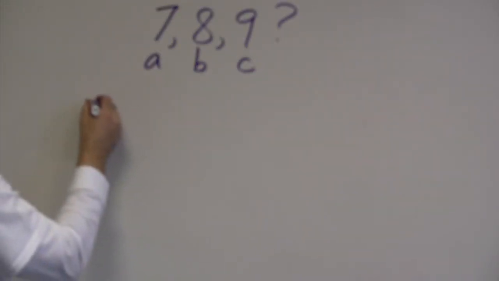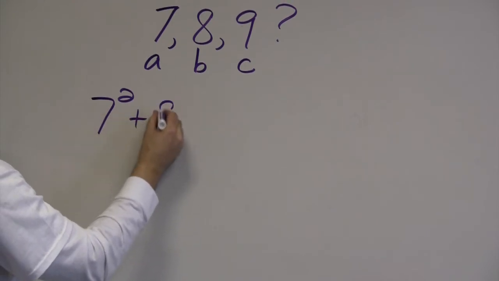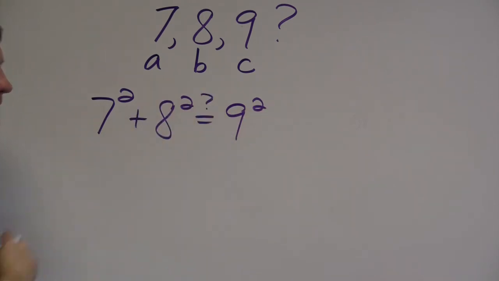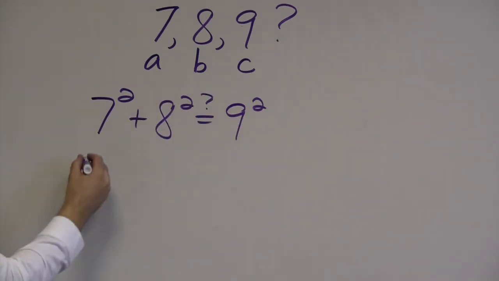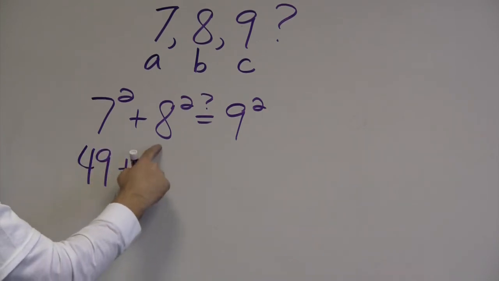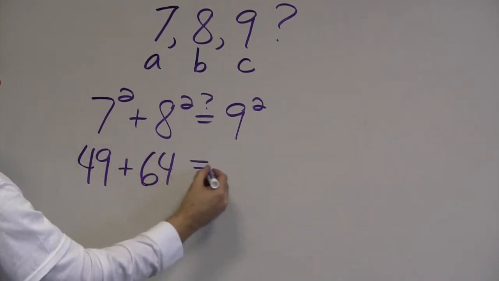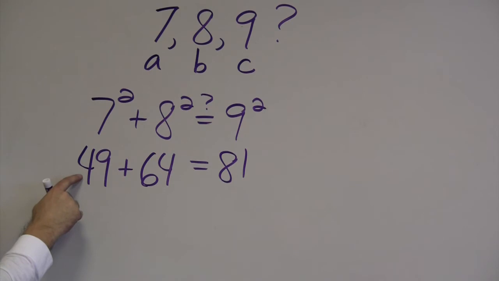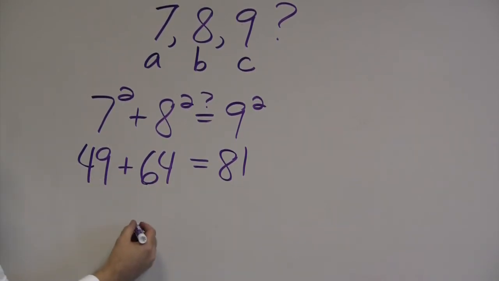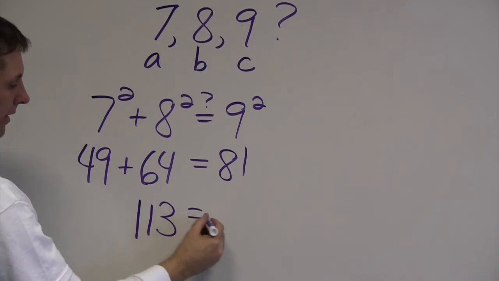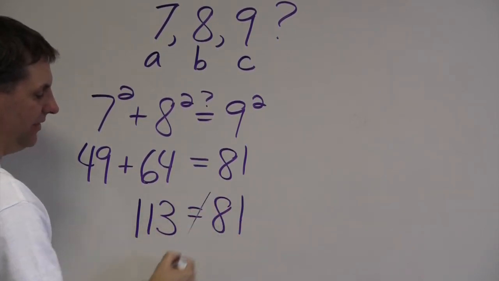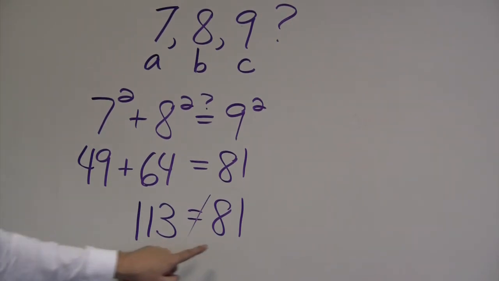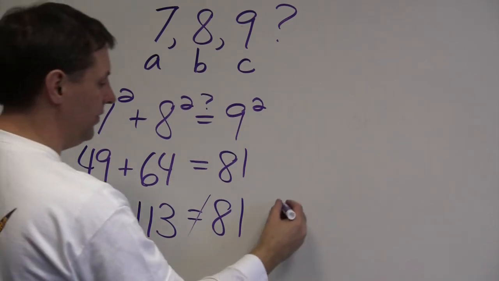So let's apply the Pythagorean theorem. 7 squared plus 8 squared is equal to 9 squared? Again, I'll put a question mark because I'm not really sure. 7 squared is 49. 8 squared is 64. 9 squared is 81. I can already tell what's going to happen here. 49 plus 64 is going to be 113. 113 is not equal to 81. In fact, 81, which is supposed to be the hypotenuse, is much smaller than this. So it's too small.